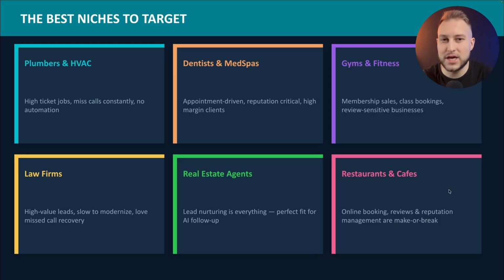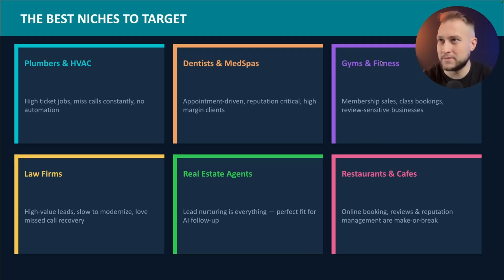So as you can see, each of these niches has something that is unique to that niche, right? HVAC and plumbers have high ticket jobs and they have missed calls constantly. So that's what they need, right? Along with your AI website, they will need a missed call automation. Also, dentists and med spas are appointment driven, so they will need an appointment system, which, everything that I just said right here can be done within GoHighLevel, which is such a great platform.